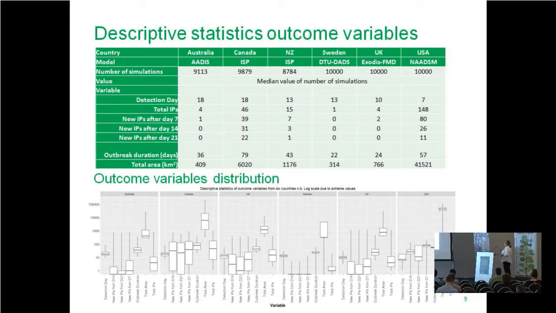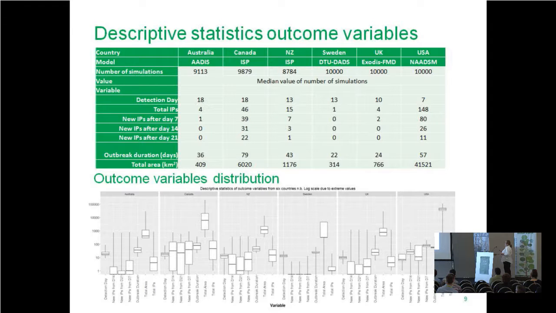So then the outcome variables that we were looking at, so this is what we're trying to predict, the severity of the outbreak. Again, this is just a descriptive to look at the different variation. Again, Sweden had some pretty low numbers. The USA had the highest area under control restrictions. And again, it's just demonstrating we had some great variation over the 10,000 runs.